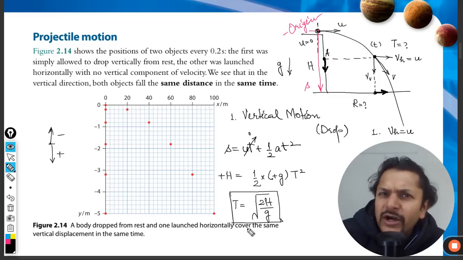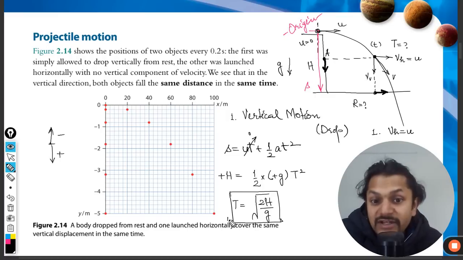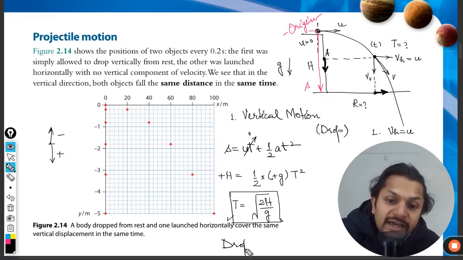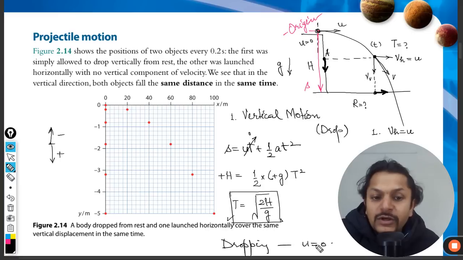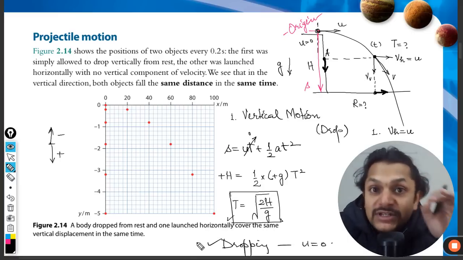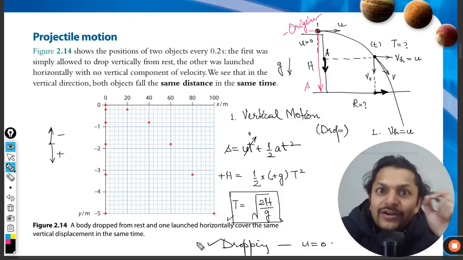Have we seen this formula earlier? Well, yes, we have seen this formula when we were doing the case of dropping of a body from a height h when u was equal to 0. We found the same time period.